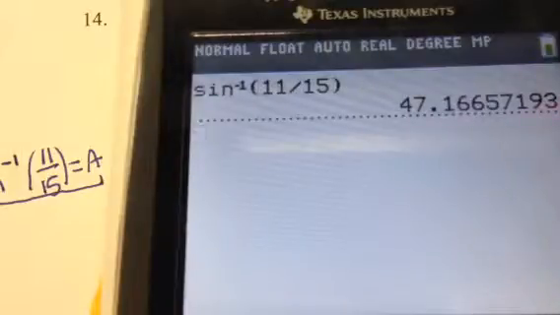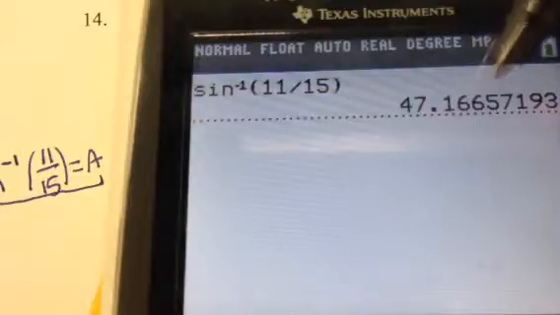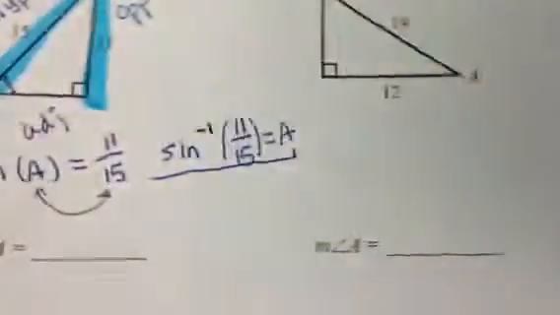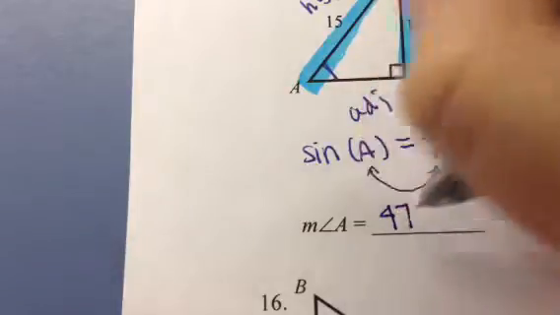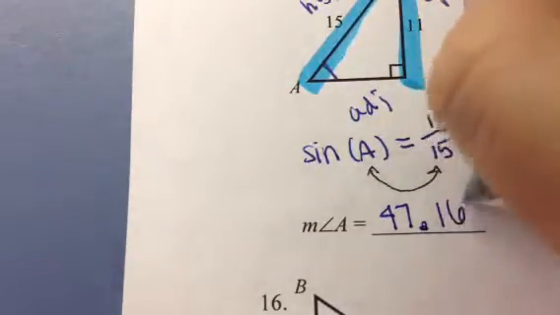It tells us that that angle is 47.11657 degrees. I'm going to round to 47.167. Now these triangles are most likely not drawn to scale, so if you get out a protractor to check your work, I'd be very surprised if this angle actually is 47.167.